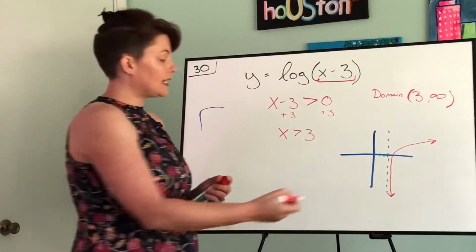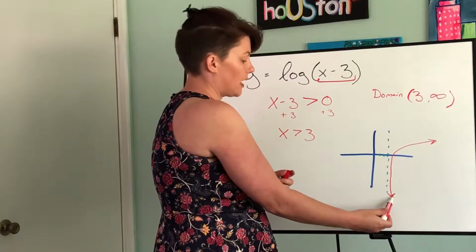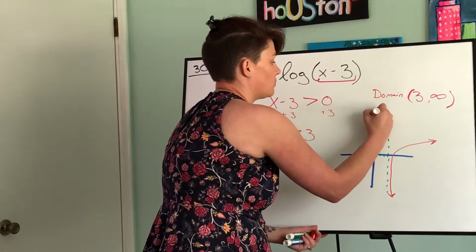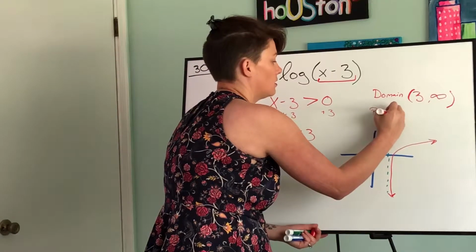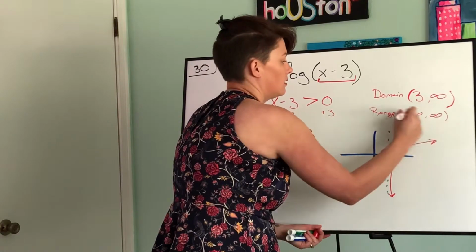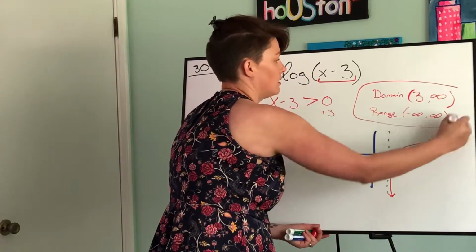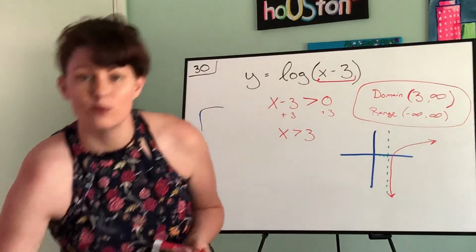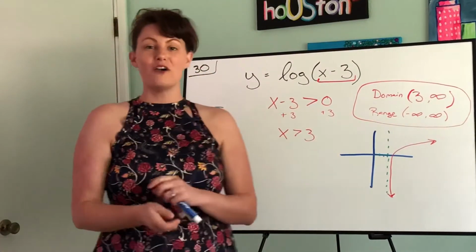And so we can see that our range goes all the way from negative infinity, and this is slanting somewhat upwards, to positive infinity. So our range is negative infinity to positive infinity. And just like that, we figured out the domain and the range for that log function.